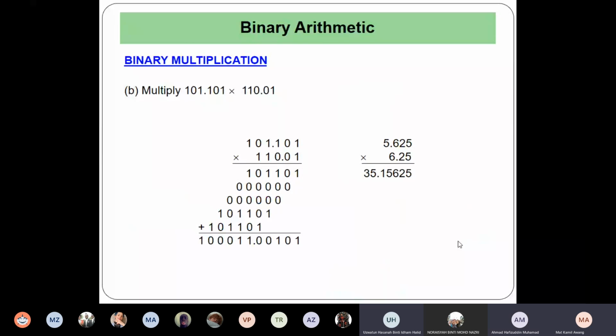Okay, now you want to multiply the decimal, the fractions in binary. So let's say you have 101.101 multiplied by 110.01. In decimal, you have 5.625 multiplied by 6.25. So the answer is 35.15625.